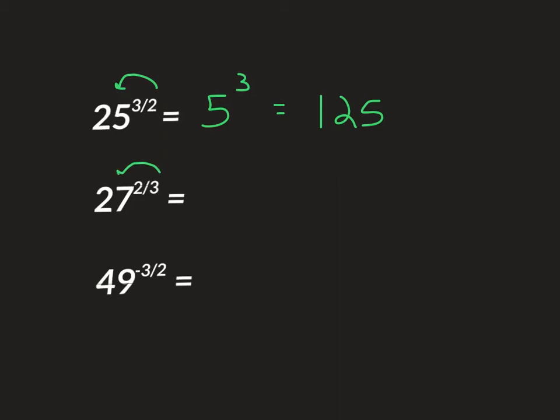Number on the bottom here, that means cube root. The cube root of 27 is 3. Still have the 2. 3 squared is 9.